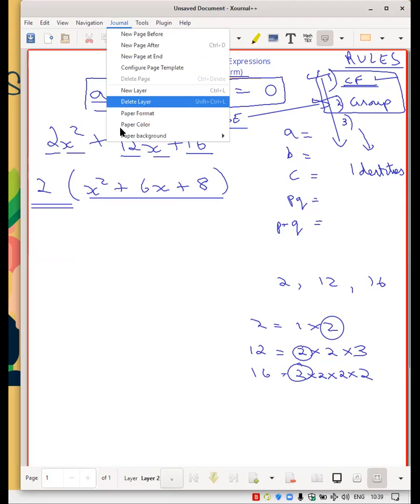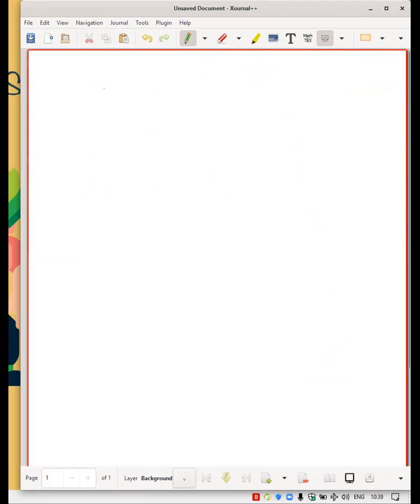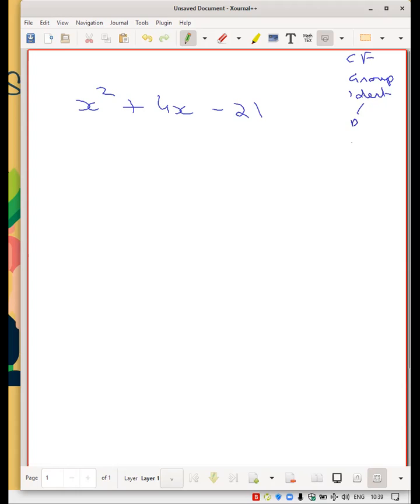So let's take another one now. Factorize x squared plus 4x minus 21. Again, common factors, groups, and then identities. All three identities: difference of squares, perfect square trinomial, and quadratic expression. Go in the same sequence. If you think it's a quadratic expression and nothing else can be done, I'll tell you a simple way to solve this. Try it out for 2 minutes, then I will solve it with one of you. Send me your answers.